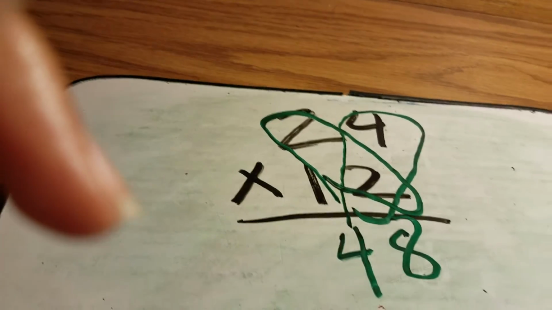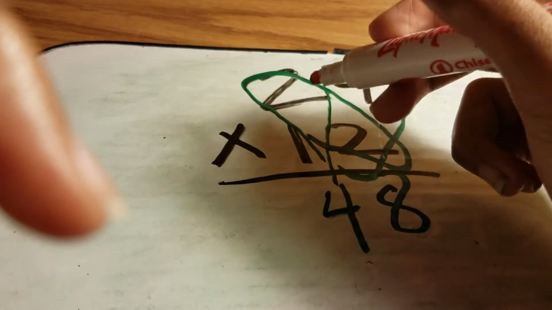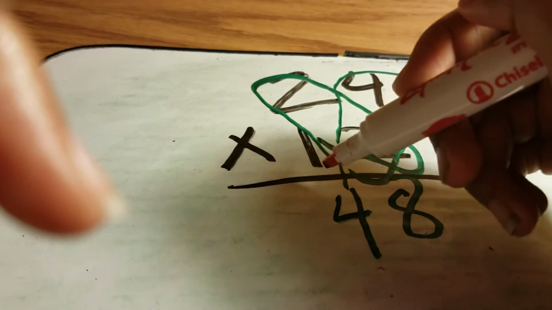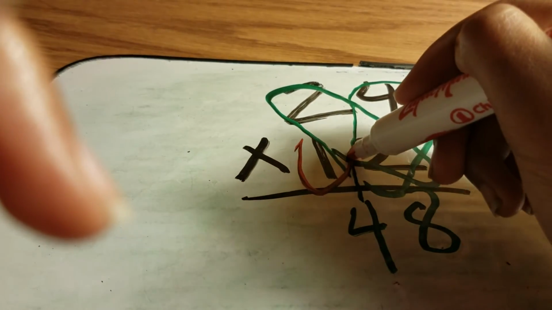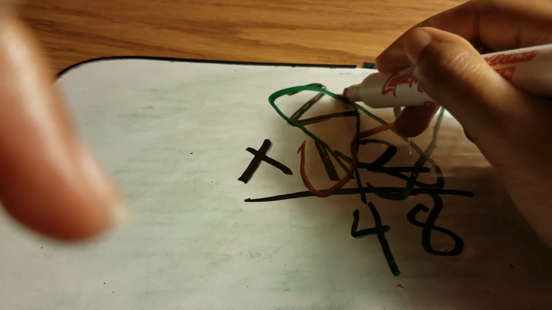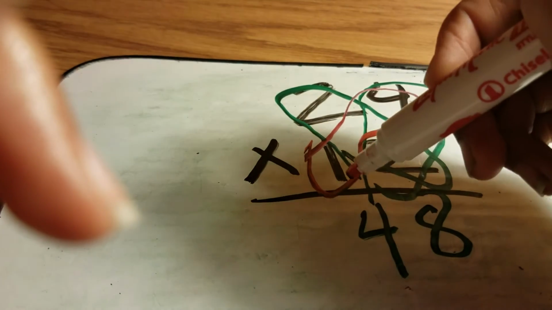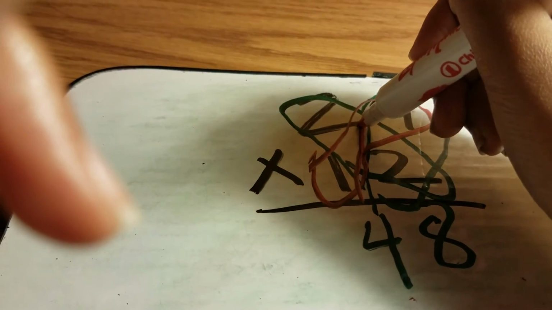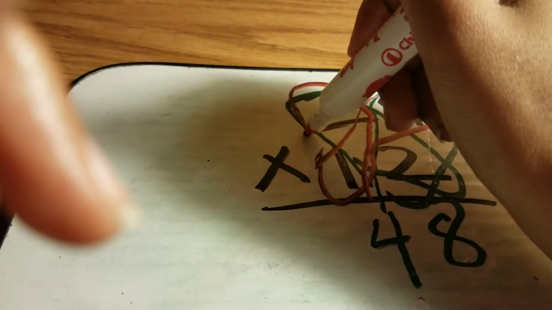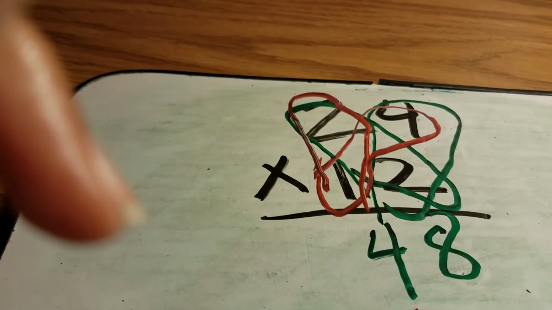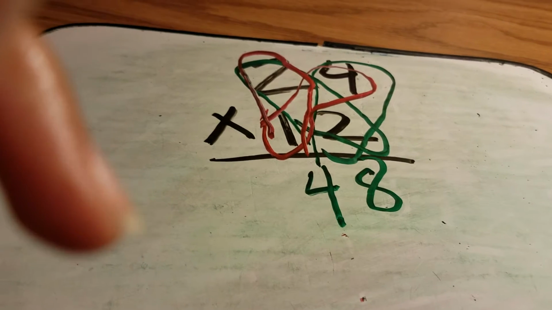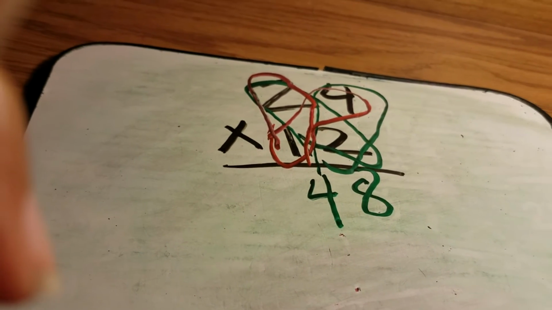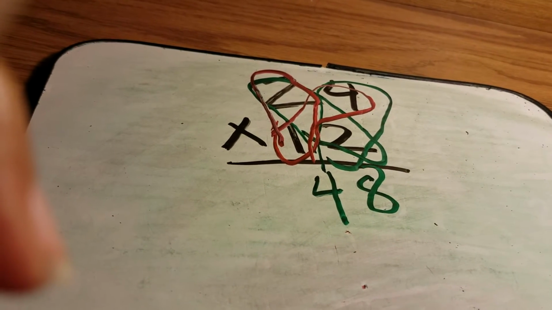Now let's do our second row of multiplication. We're going to take 1 this time and multiply 1 times 4 and 1 times 2. And I'm using a different color so you can see the difference here. This is going to look a little bit different.